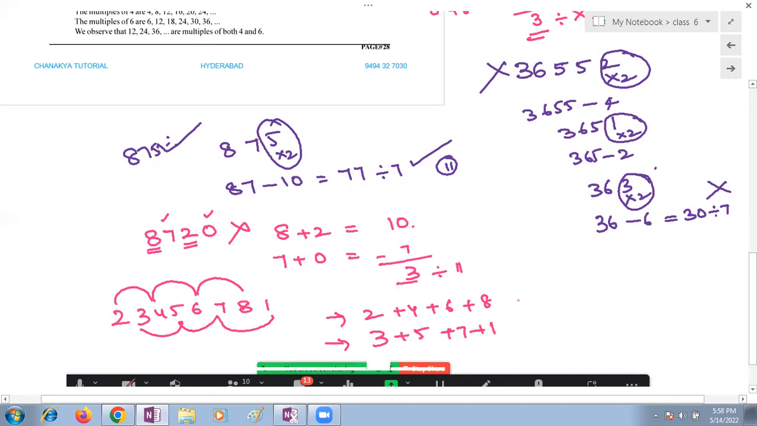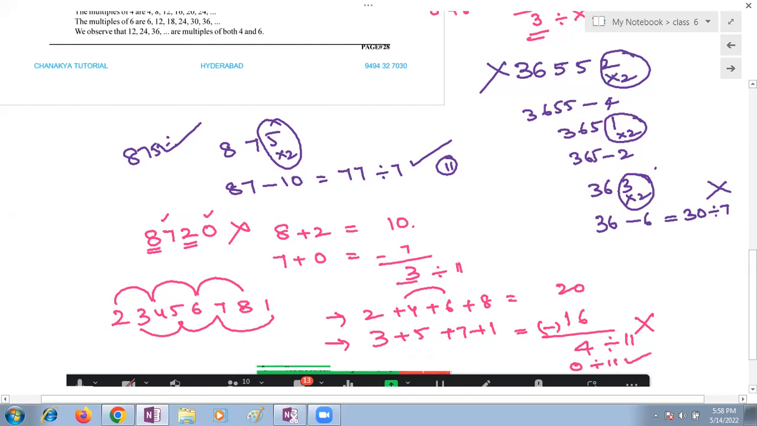Can you add these alternative pairs, the sum of digits, please? Yes, ma'am. 6 plus 4, 10. 8 plus 2, 20. Here 3 plus 5, 7 plus 1, 16. What is the difference between these alternatives? 4, ma'am. Which is not, this 4 will not come in the 11 table. No, ma'am. Children, if you listen, if the difference is 0, then it is divisible by 11.